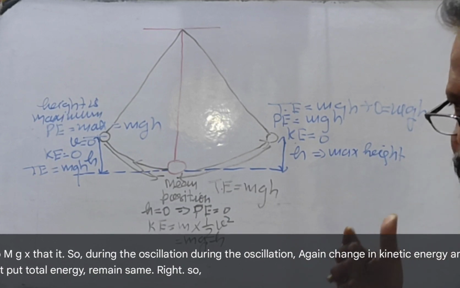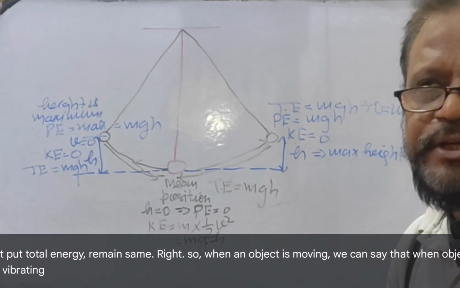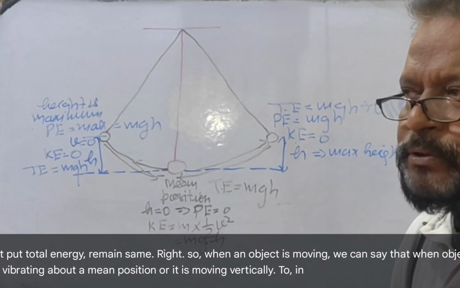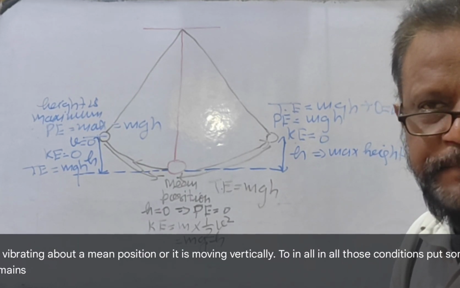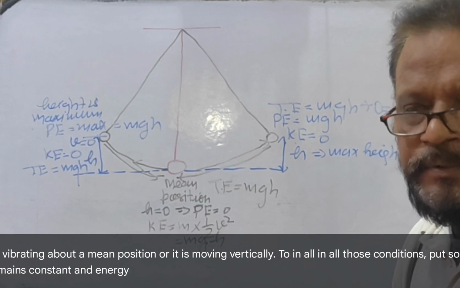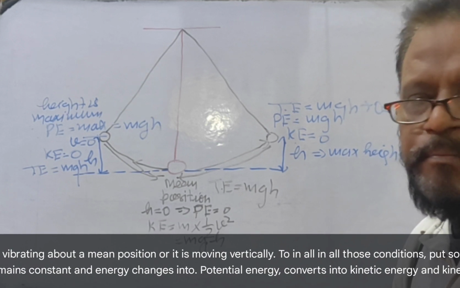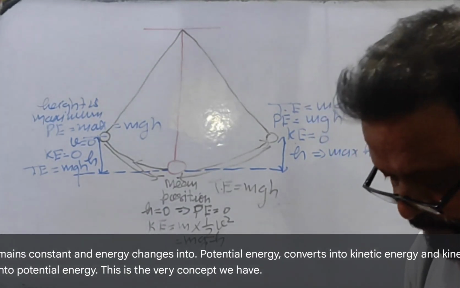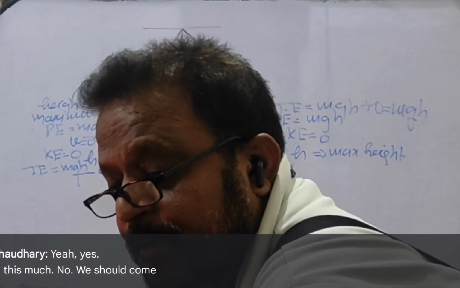So when an object is moving, we can say that either it is vibrating about a mean position or it is moving vertically. So in all those conditions, the sum of total energy remains constant, and potential energy converts into kinetic energy and kinetic energy converts into potential energy. This is the very concept we have, right? Okay, this much. Now we should come to mathematics.